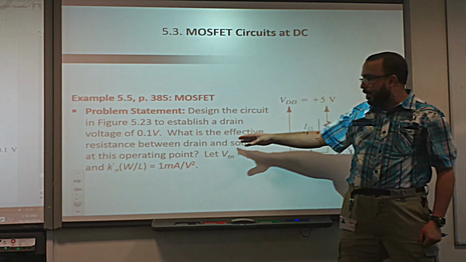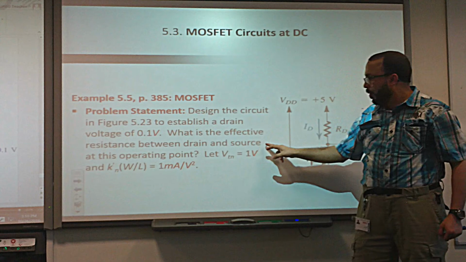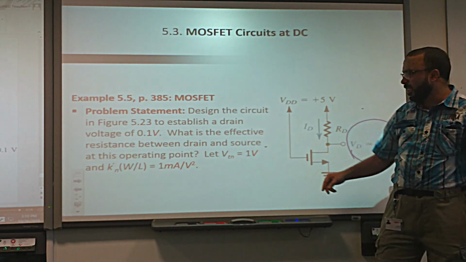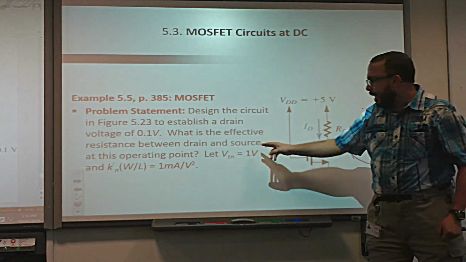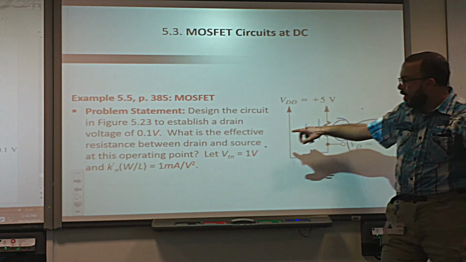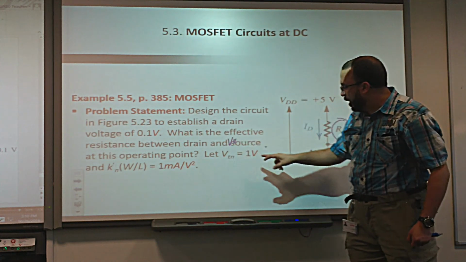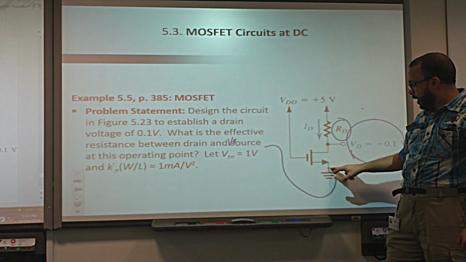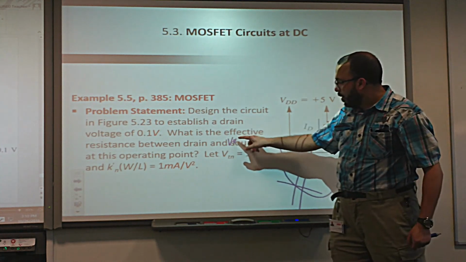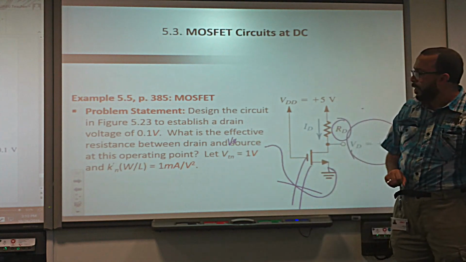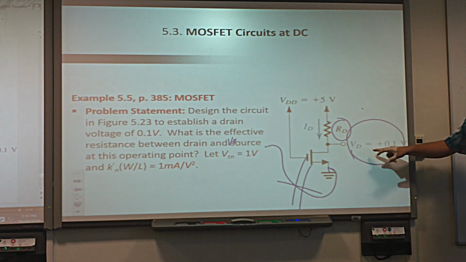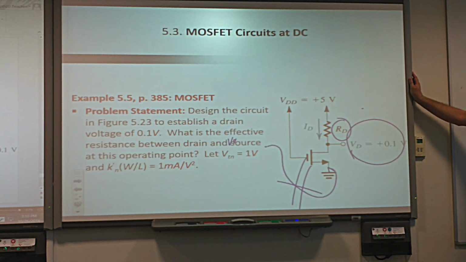What is the effective resistance between the drain and the source? What is that resistance? He means RD, okay? Because he means the voltage source actually. He doesn't mean the source terminal. It's not this one. He means by this the voltage supply source, okay? So the question is, find RD to make VD here equal to 0.1 volt.